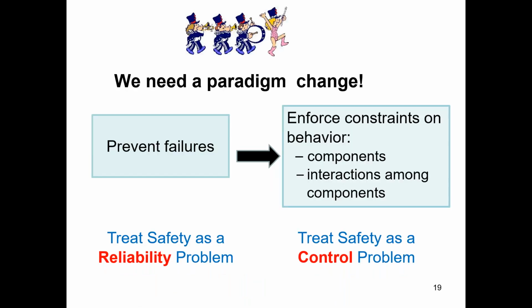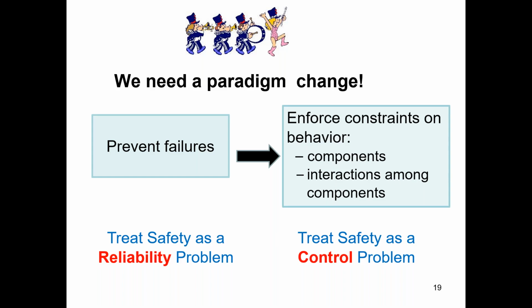So I believe we need a paradigm change from the old approach. The old approach on the left is that we try and prevent failures. And basically what we do is treat safety as a reliability problem, either a failure on the part of the hardware or the software, or a failure on the part of the pilot. And instead, what we should do is what's on the right here. Enforce constraints not only on the behavior of the components, but on the interactions among the components. And what this basically does is treat safety as a control problem.